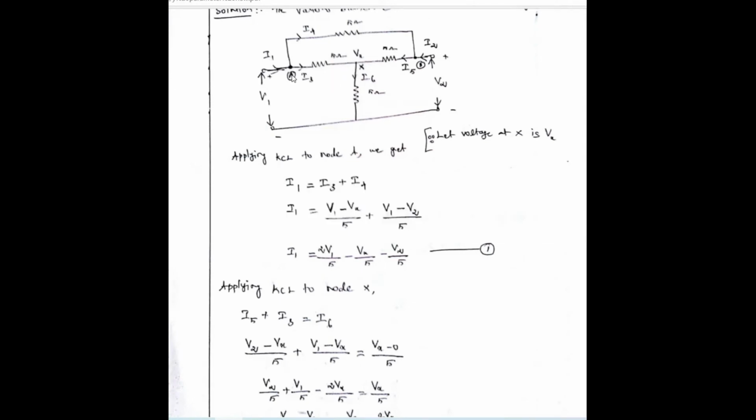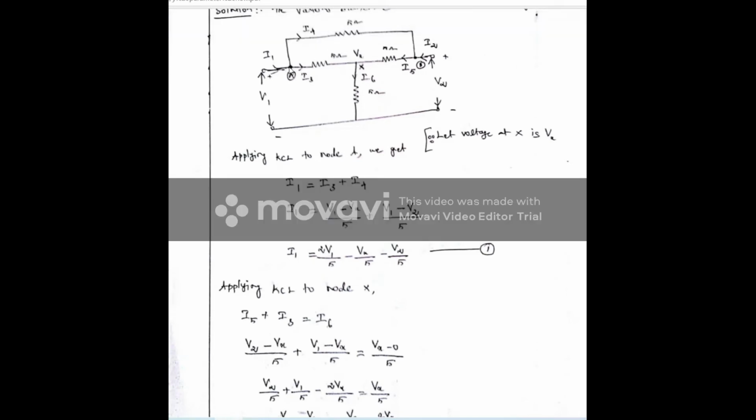What is the value? V1 minus Vx divided by 5. Okay, similarly I4, what is I4? I4 is the current flowing through this branch. So the starting node voltage is V1, and what is the ending node voltage? V2 divided by 5. So I4 is V1 minus V2 divided by 5.